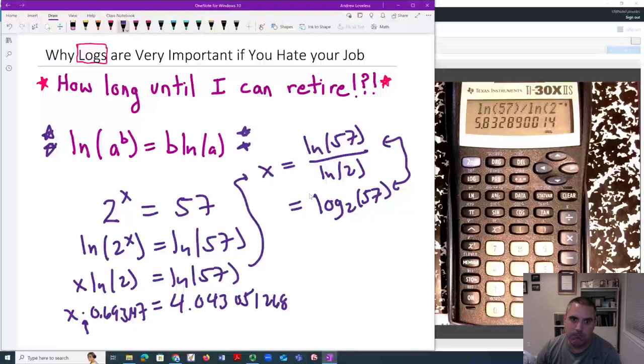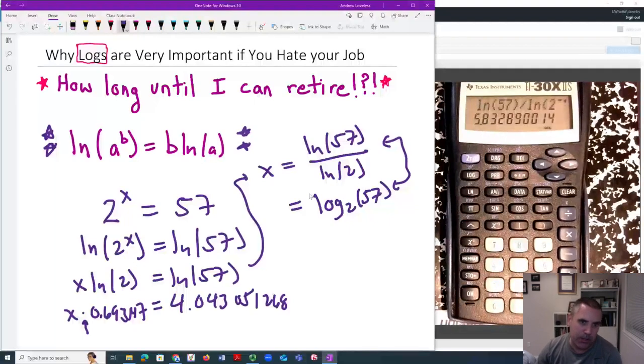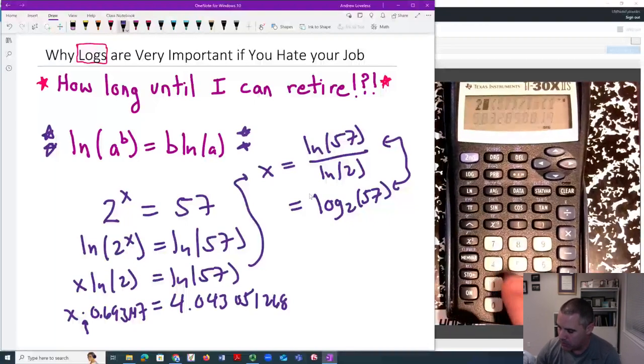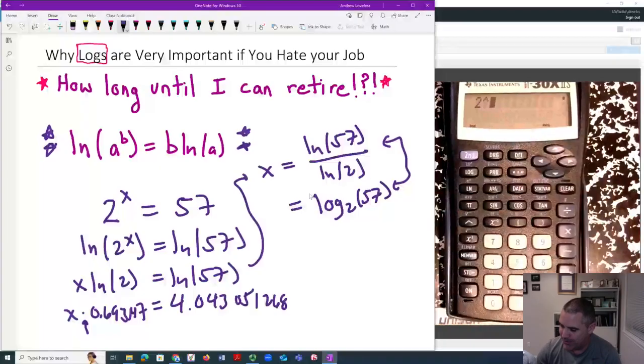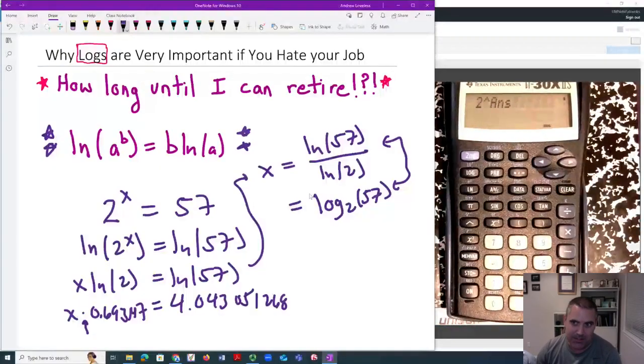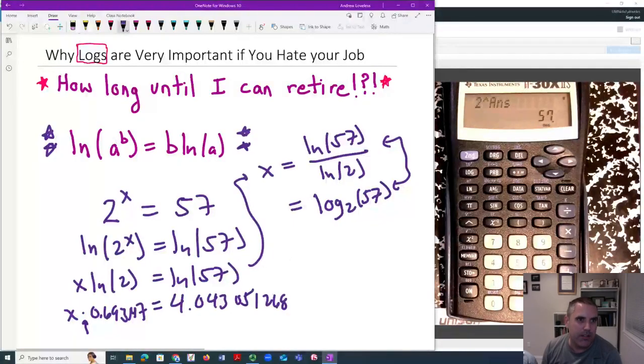That's it. And then you can check your work. You can plug it back in, 2 to that power. So 2 caret answer should be 57. Boom, baby. Isn't that nice? We can check everything. We can know we're right.